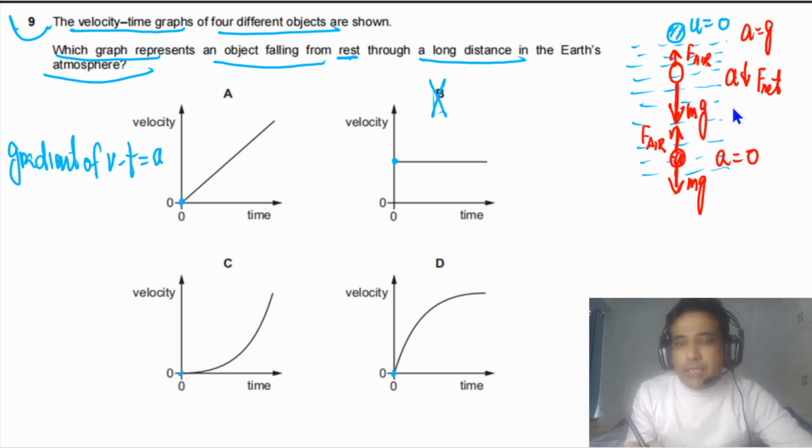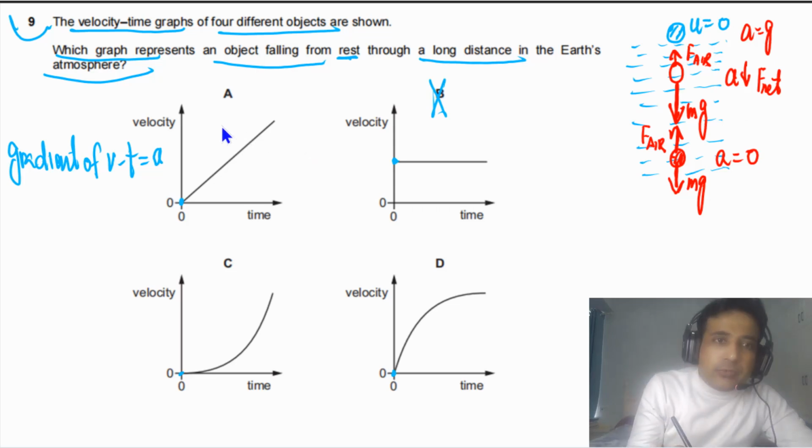Now we need to understand that as the ball is falling down, the speed of the ball is increasing, but the acceleration of the ball is decreasing. It means the gradient of the line has to decrease. If you look at this, the gradient is constant. So this is telling us that there is no air resistance because a is constant in this case. So this is not a possible answer.